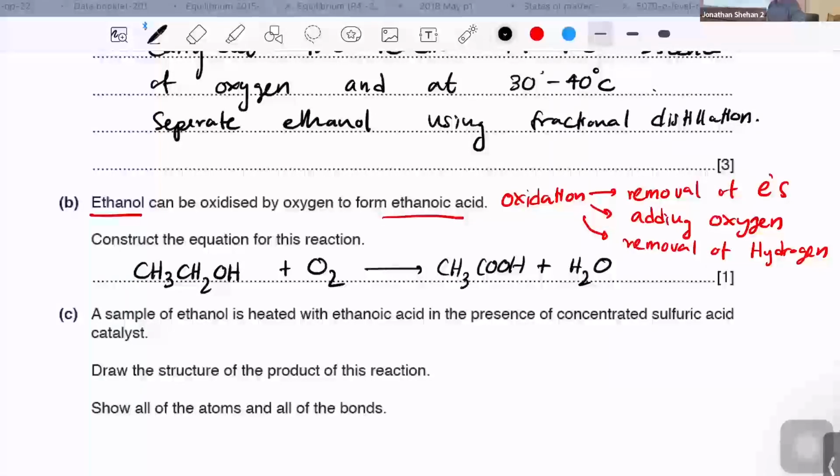Right. We go to the next part, part C. A sample of ethanol is heated with ethanoic acid in the presence of concentrated sulfuric acid as a catalyst. Underline that.